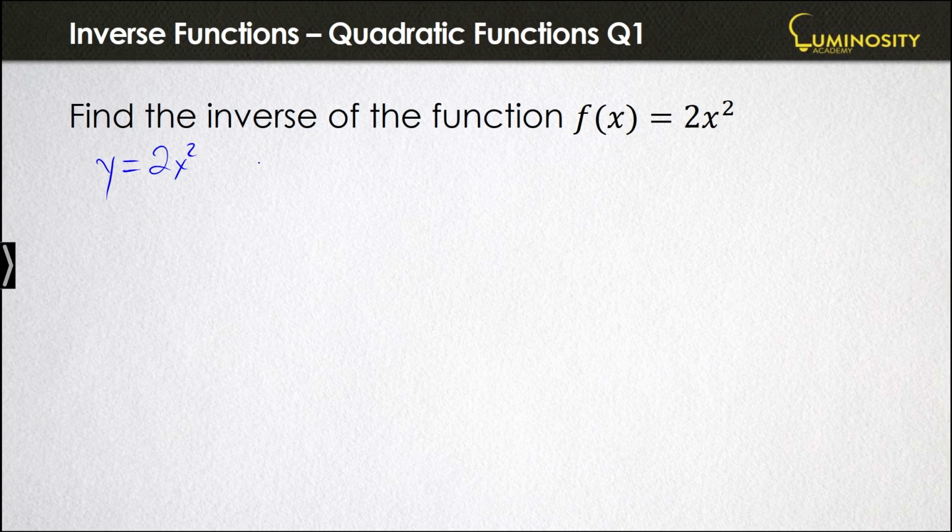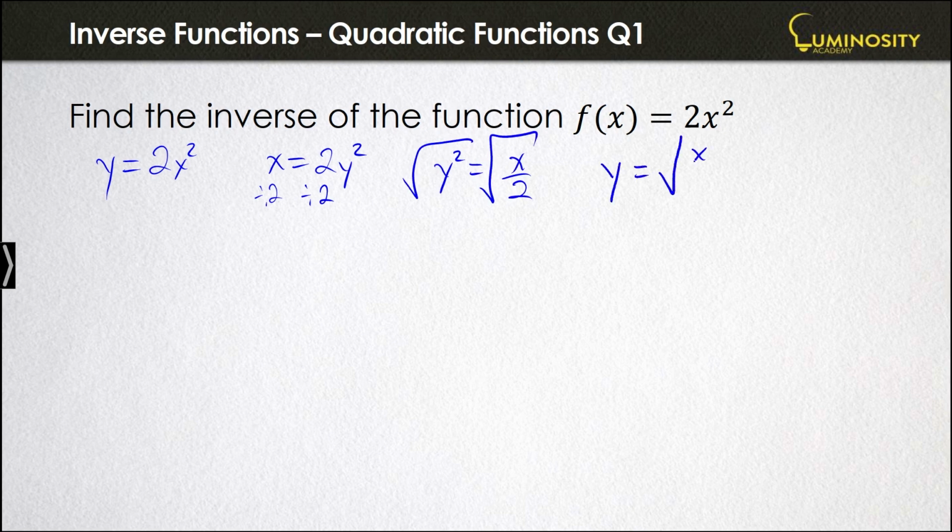Our second step is to swap our x and y's. So we have x equals 2y squared. Now we can solve for y by dividing by the coefficient, and we get y squared equals x over 2, and then we take the square root. So we have y equals the square root of x over 2.